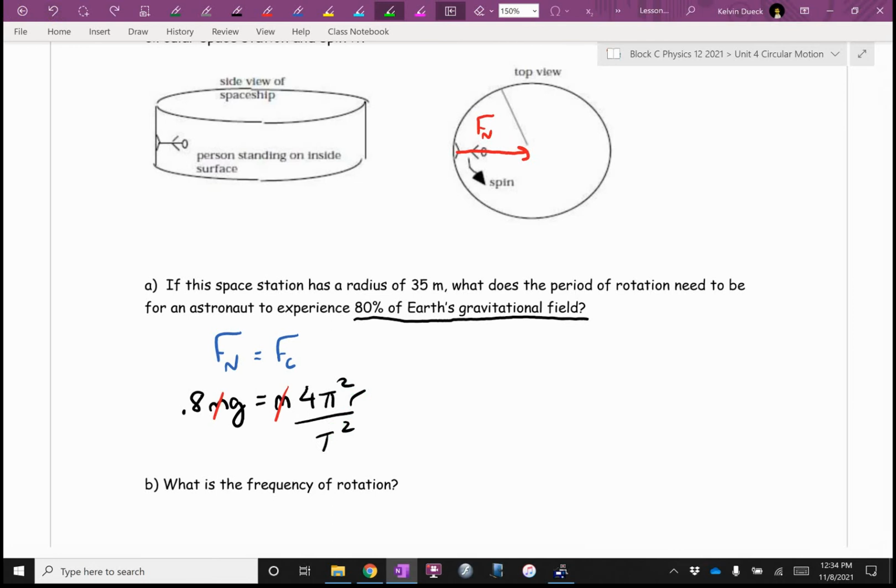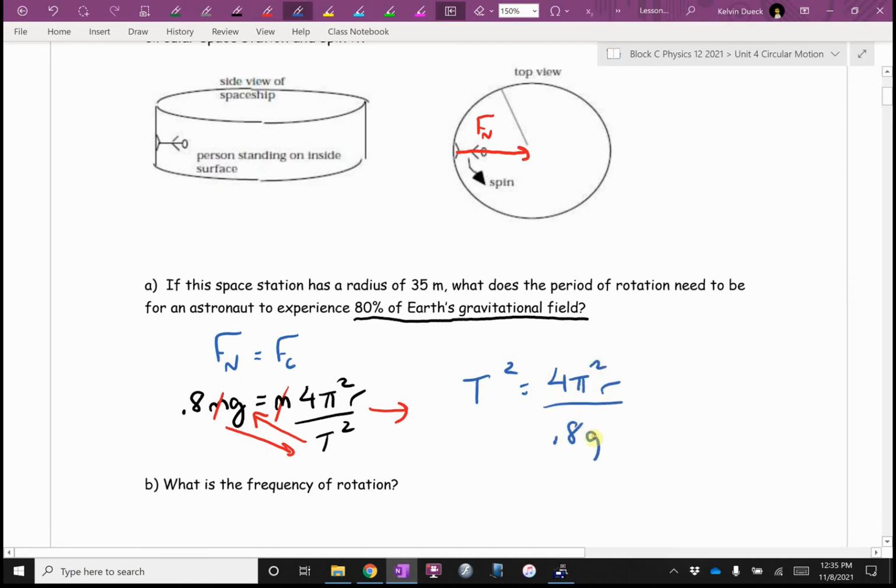What am I trying to get by itself here? Period. T. Where is the T right now? Hey, wait a minute. Is this 1 fraction equals 1 fraction? Stuff moves diagonally. So as far as I'm concerned, the t squared moves to the top, the 0.8 g moves to the bottom, and I end up with t squared equals 4 pi squared r over 0.8 g. Darn right, we square root.